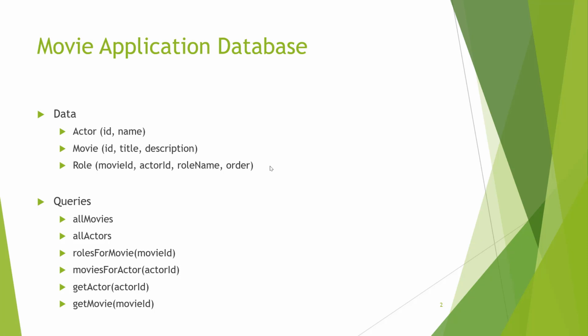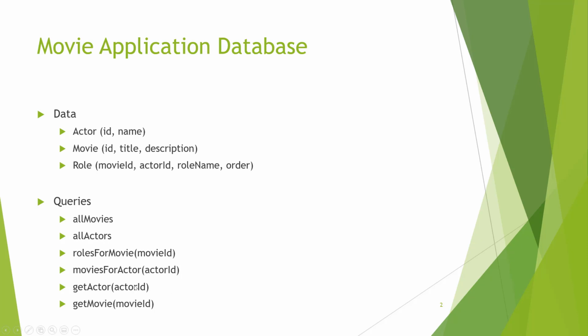We're going to have several queries in our database. The ones that we're interested in here are, first of all, let me get all the movies so I can display them in a list on the screen. Let me get all the actors so I can display them on the screen. Let me get the roles for a specific movie. So when I choose a movie and I want to see the details, I can get its details. If I choose an actor, let me get the movies that he was in.